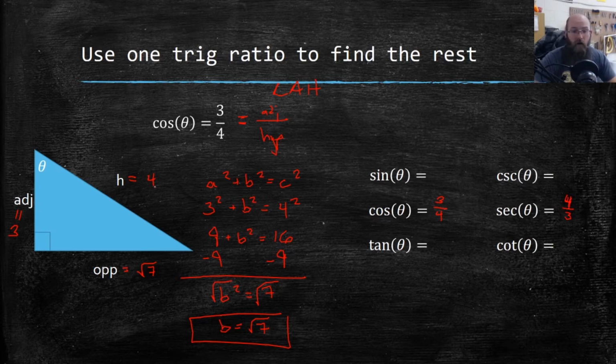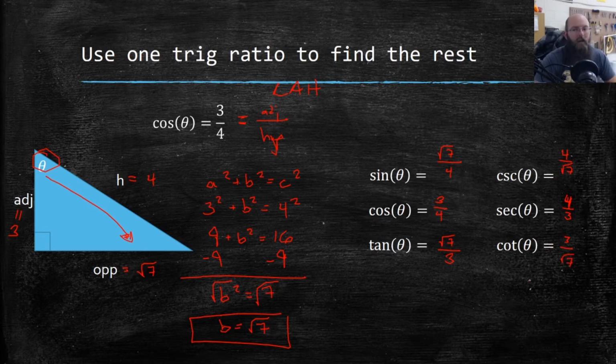Now that I know all of my sides, this is just the same as the last one. Sine, or SOH, is opposite over hypotenuse. Opposite is square root of 7 over hypotenuse of 4. Tangent is TOA, or opposite side, which in this case, remember my theta is up here now, so opposite is over here, square root of 7. So square root of 7 over my adjacent, or my next to, which is 3. Remember, theta can move around on you. It doesn't have to stay in that same spot for every problem. And then my reciprocals are pretty easy, right? 4 over square root of 7. And cotangent is 3 over square root of 7.